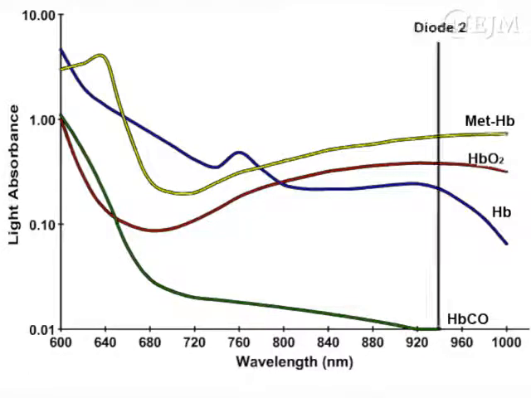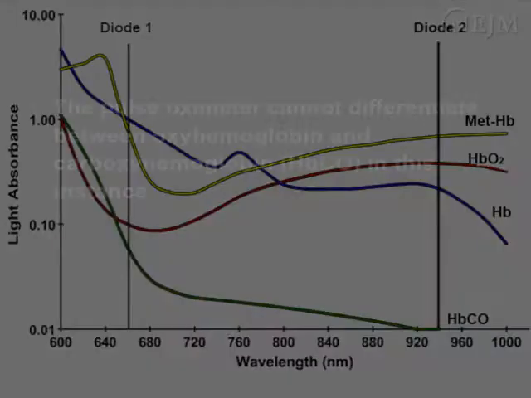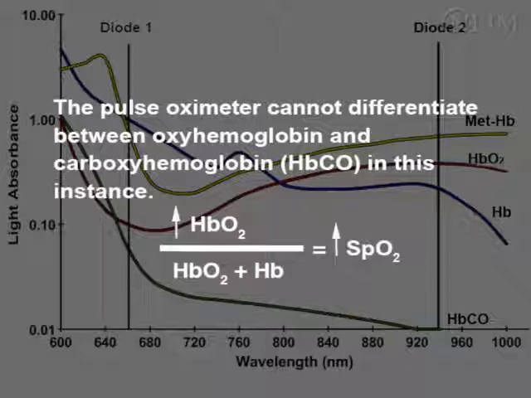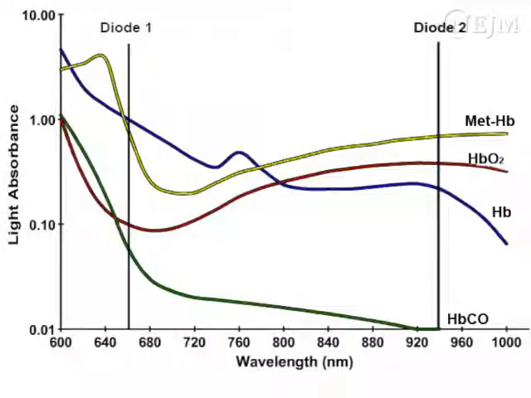At 940 nanometers, the light absorption of carboxyhemoglobin is minimal and does not affect the SpO2. However, at 660 nanometers, the light absorption of carboxyhemoglobin is similar to that of oxyhemoglobin. The pulse oximeter cannot differentiate between oxyhemoglobin and carboxyhemoglobin in this instance, and may erroneously display a normal or near normal arterial blood oxygen saturation when the actual arterial blood oxygen saturation may be low.